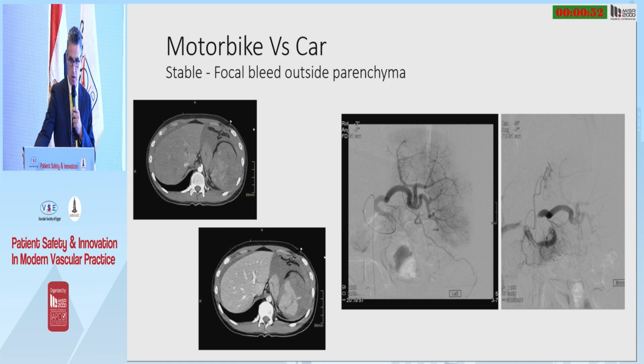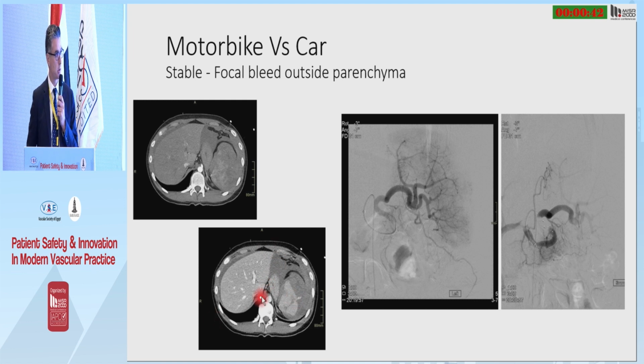Just another case of a stable patient who you can see on the arterial phase scan actually has a high-grade renal injury, but he also has a blush, which you can see on the later phases. Again, on angiography, you can't see any evidence of active bleeding, even though the CT has picked it up. So he was treated with a proximal embolization successfully.